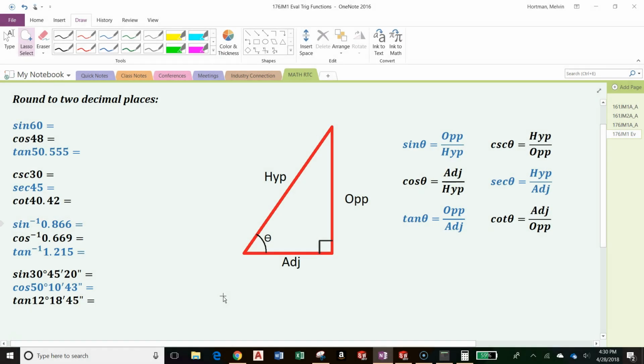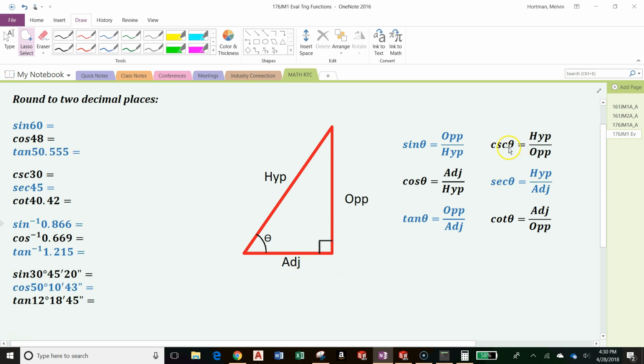Previously, we learned the ratios that each trigonometric function represents. For example, considering this triangle, sine of theta equals the opposite side of angle theta over the hypotenuse of that triangle. And the same goes for cosine of theta equals the adjacent side of the triangle over the hypotenuse side, and tangent of theta equals the opposite side from the angle under consideration over the adjacent side of the triangle.